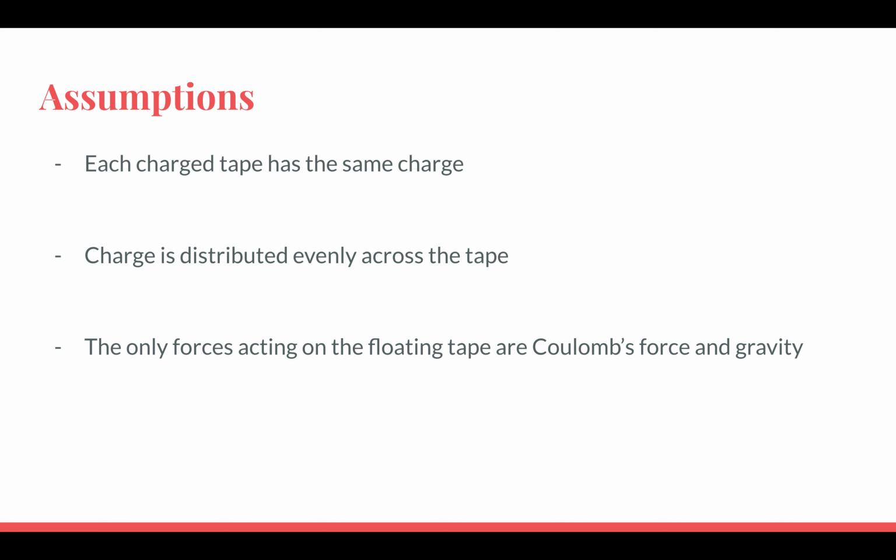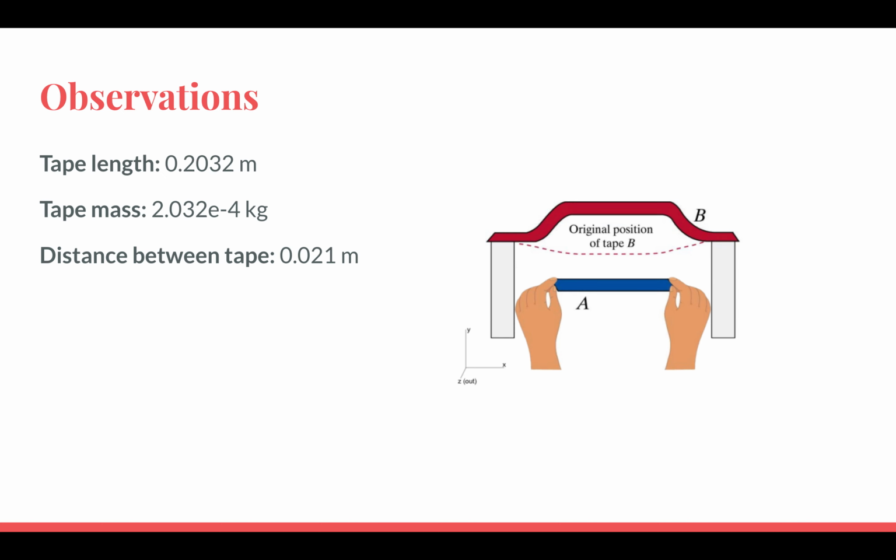We can also assume that air resistance is negligible when acting on the floating tape, and the only forces acting on the floating tape, therefore, are Coulomb's force and gravity. From my Lab 1 procedure, I measured my tape lengths to be 0.2032 meters, my tape mass to be 2.032 times 10 to the negative 4 kilograms, and the distance between the two tapes when the top tape began to float to equal 0.021 meters.